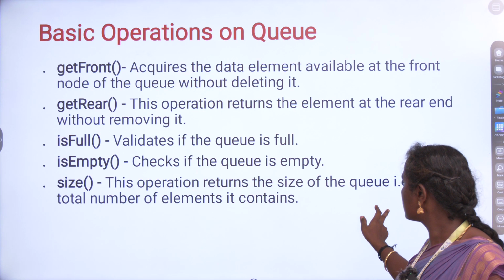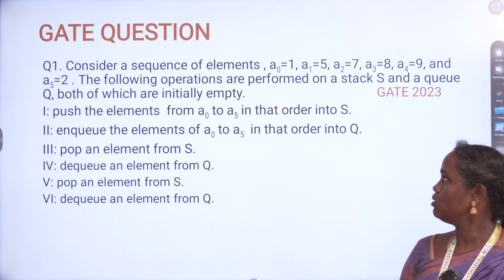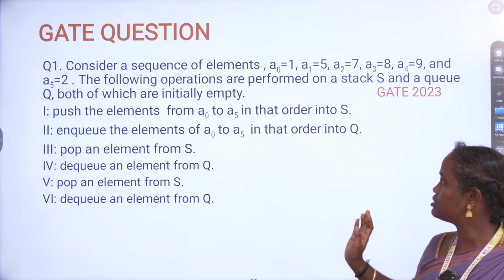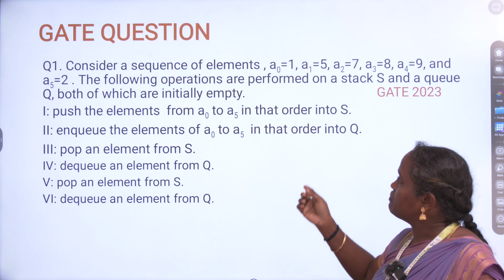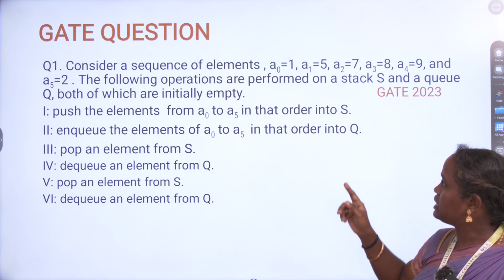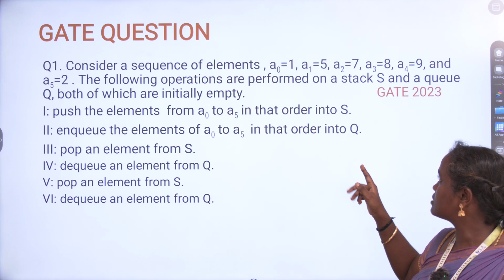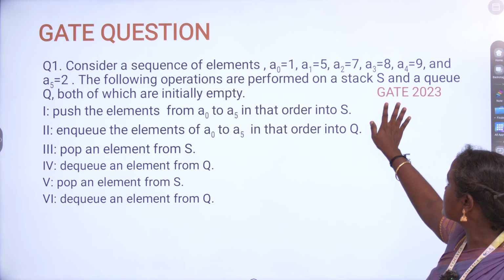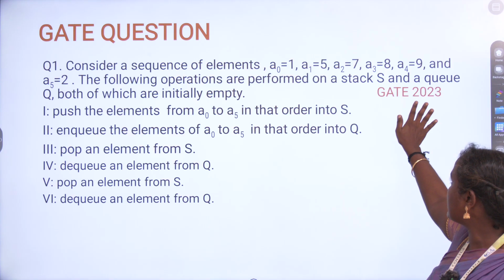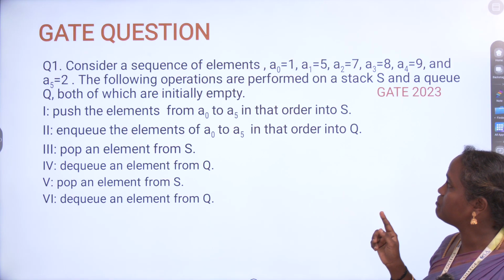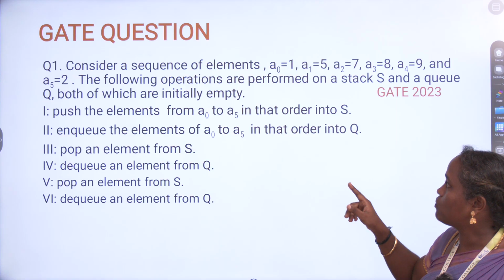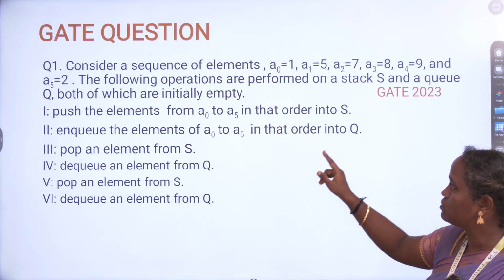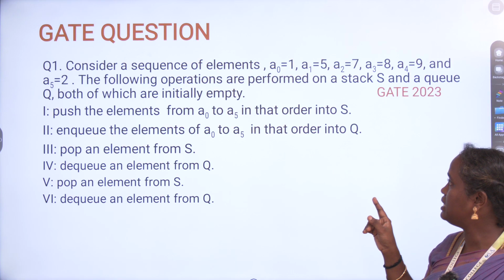Clear? So next thing is, okay, now we will discuss a few GATE questions based on stack as well as queue. So see the first question. Consider a sequence of elements: A0 is equal to 1, A1 is equal to 5, A2 is equal to 7, A3 is equal to 8, A4 is equal to 9, and A5 is equal to 2. The following operations are performed on the stack S and a queue Q, both of which are initially empty.